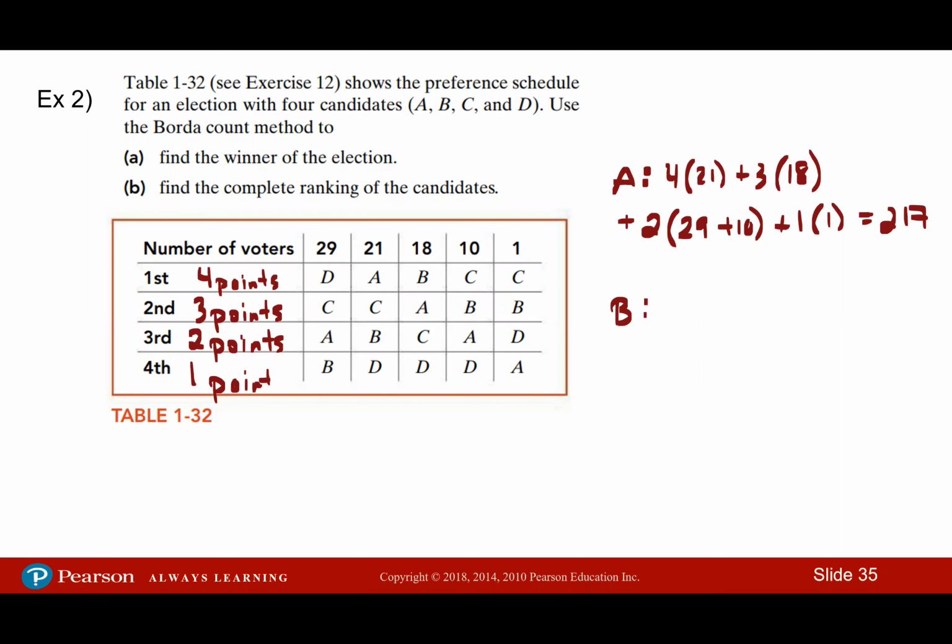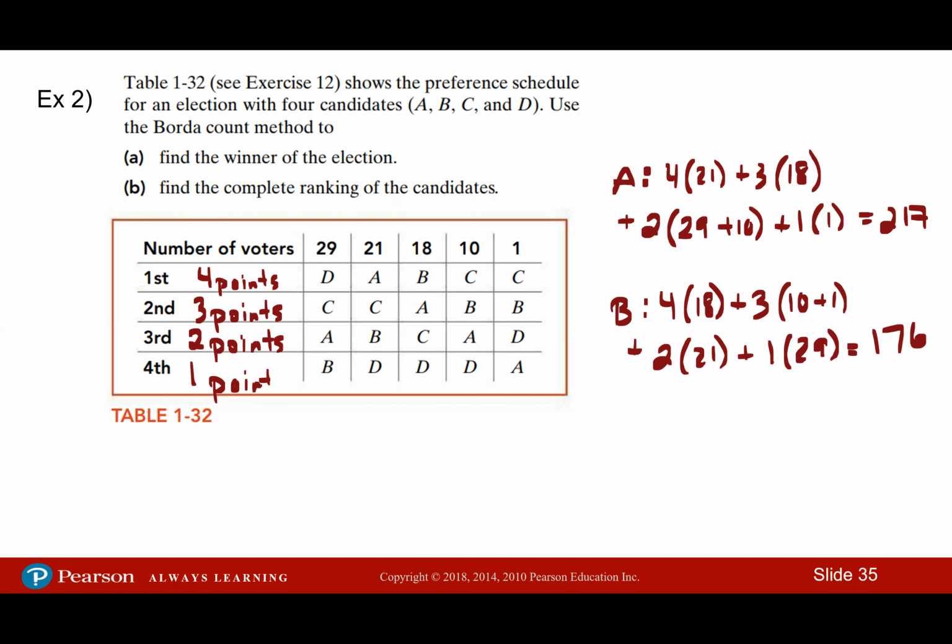All right, counting for B, let's go back to the point system. B has 4 times 18, first place with 18 votes. Then 3 times 10 plus 1, these two right here. Then he gets third place at 21, so 2 times 21. Did he ever get last place? Yes, 1 times 29. Add it all up and we should get 176.